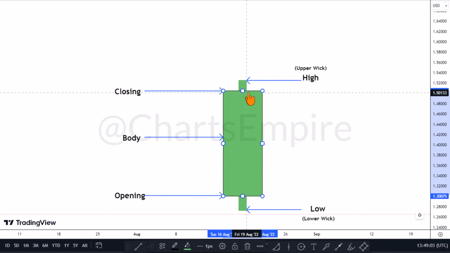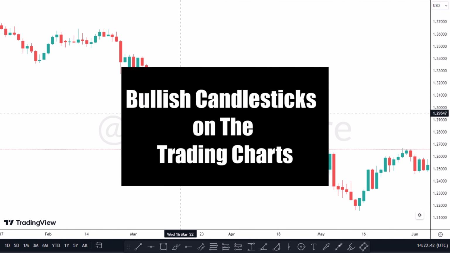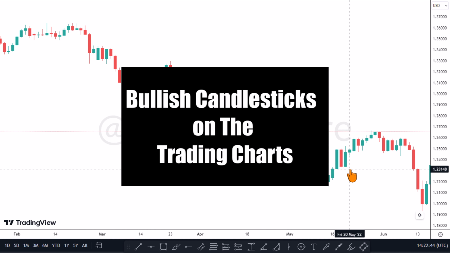This action is what led to the formation of the bullish candlesticks on the trading charts in whichever market we trade or analyze. Now, let's search for examples of bullish candlestick in action on the trading chart.